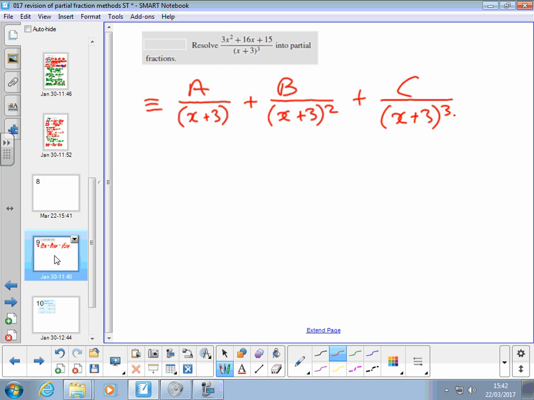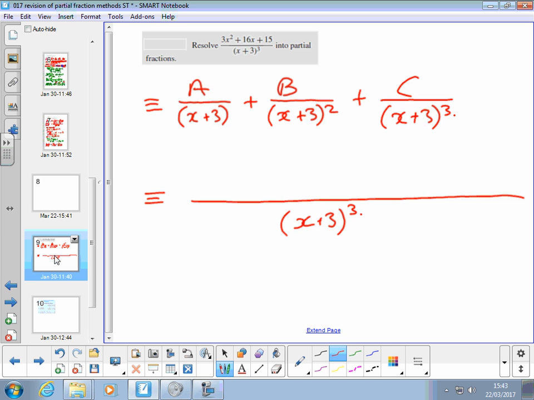Does that make sense or not? Because, well, you could do it that way, but I think this simplifies it a little bit. Because when you're now looking to make the denominator equal to x plus 3 cubed again, aren't you?